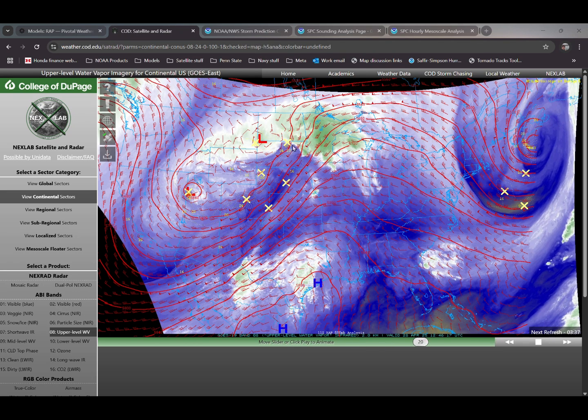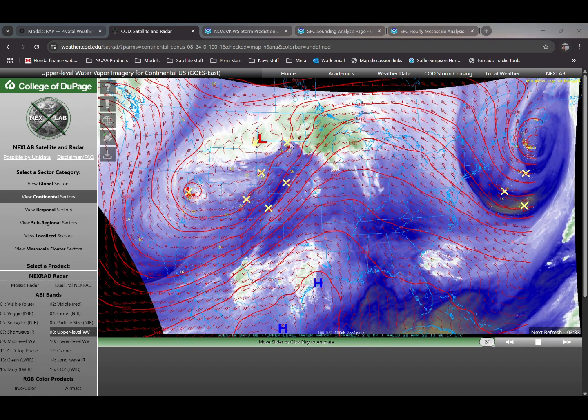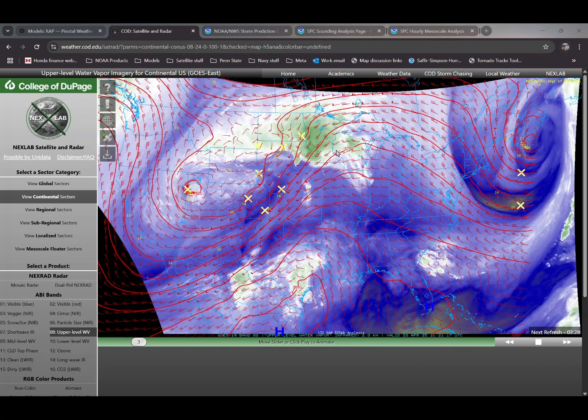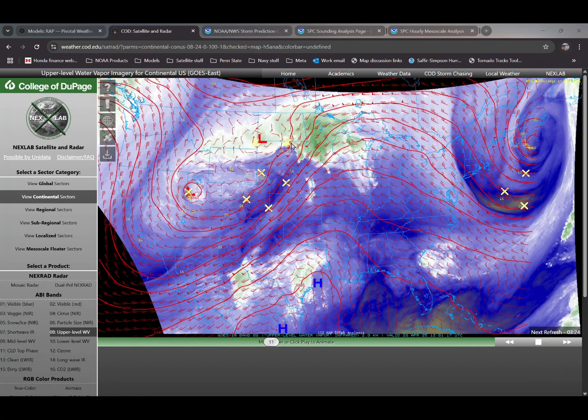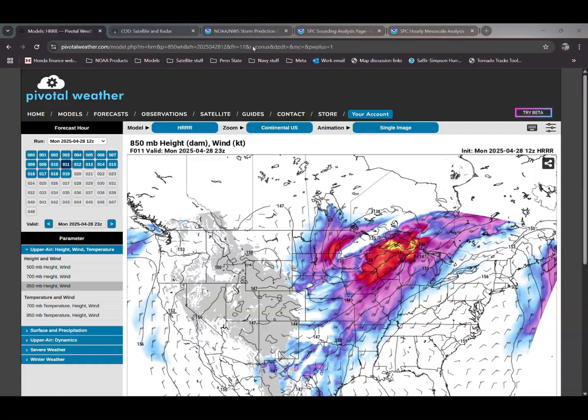And so if you take a look right here, this vortmax is going to be the driving factor for these storms right in this area, this large cloud shield that has some embedded thunderstorms in it. That's going to be one of the main areas I'm going to be looking at as this low transits to the northeast.